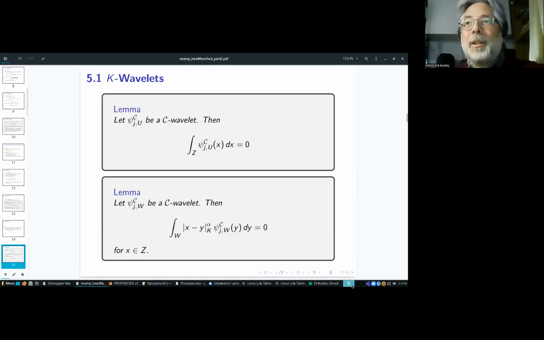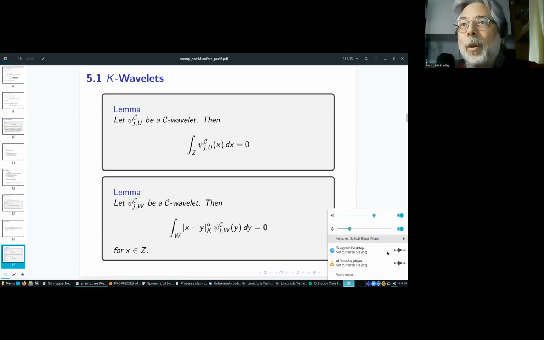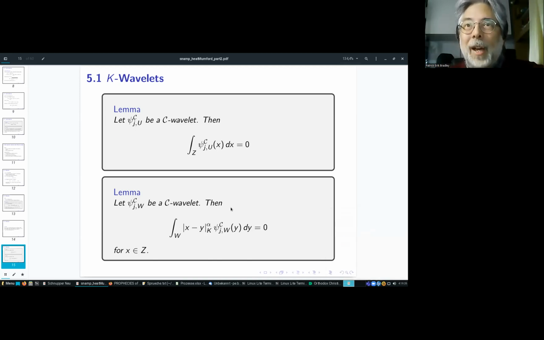And the result that you need in order to go on is vanishing of integrals, and that does happen. You integrate over your wavelet, you will get 0. Even if you put in weights, namely the distance between x and y to the power of alpha, where x in Z and w in C, that integral also vanishes. You can calculate this. This works.